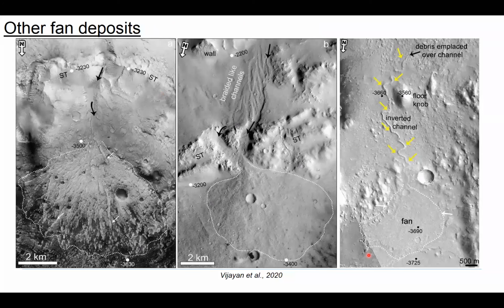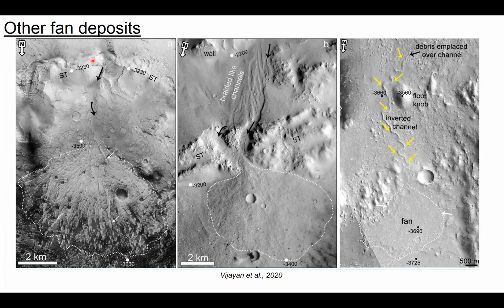Within the crater, there are other fan deposits. So these are deposits which come from the crater wall, where you can see the typical inverted ridges which were present over there. Again, these deposits need water to form these types of fan deposits.